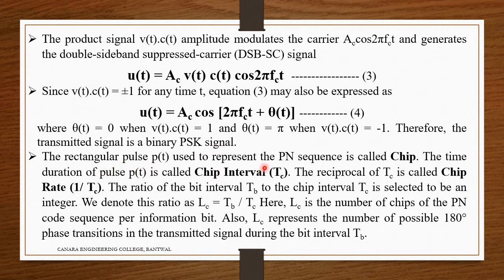The rectangular pulse p of t used to represent the PN chip is called the chip, and the time duration of the pulse p of t is called the chip interval Tc. The reciprocal of Tc is called the chip rate, 1 by Tc. The ratio of the bit interval Tb to the chip interval Tc is selected to be an integer, Tb by Tc, which we call Lc. Lc is the number of chips of the PN code sequence per information bit. Also, Lc represents the number of possible 180-degree phase transitions in the transmitted signal during the bit interval Tb. That is what we call the bit transition, whether from 1 to 0 or 0 to 1, and the value Lc tells us how many transitions there can be.